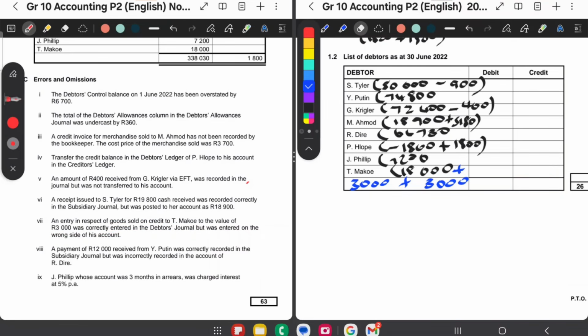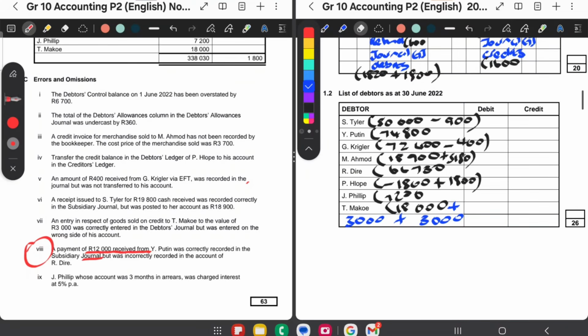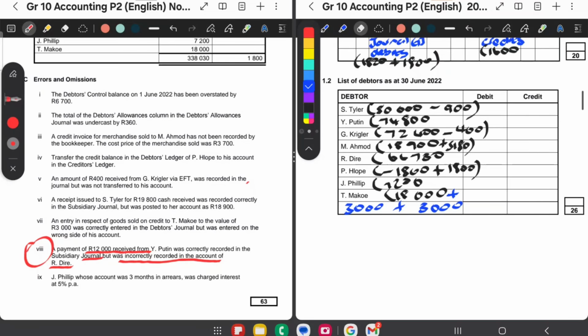Okay, second last adjustment over here says a payment of 12,000 received. So can you see, payments with the debtors reconciliation is something you receive. Okay, so a payment of 12,000 was received from Y. Putin and it was correctly recorded in the journal. Okay, again, the mistake is not in the control account. The mistake was in the list. It was incorrectly recorded in the account of R. Dyer. Okay, so the amount wasn't wrong. It was in the wrong account.